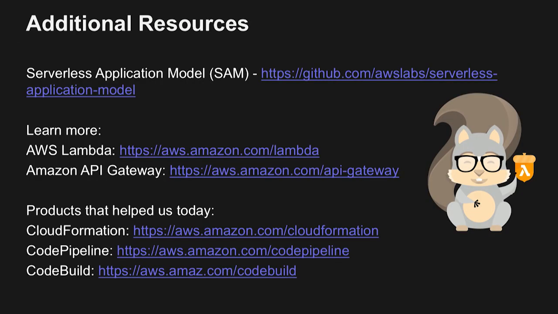Again, you can read more about everything that I talked about here today. So SAM is out in GitHub, Lambda and API Gateway, I'm sure you know where to find those things, and then CloudFormation, CodePipeline, and CodeBuild, and CodeStar, which I don't have up there, also easy to find.